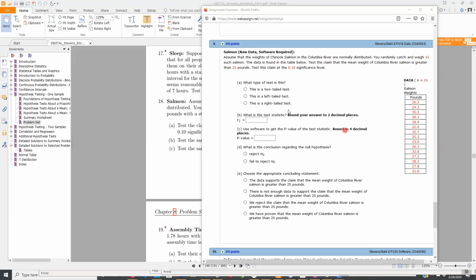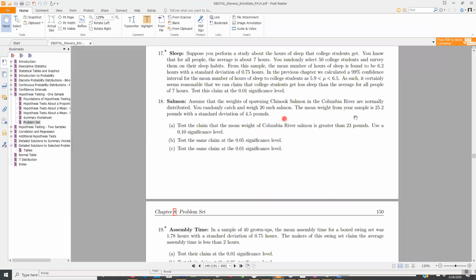So let's compare this to this question in the textbook. In the textbook here, they tell me the mean, they tell me the standard deviation, and I get a sample of 25 or 20. And so I could do all that by hand with the table. I could also do it with applets.